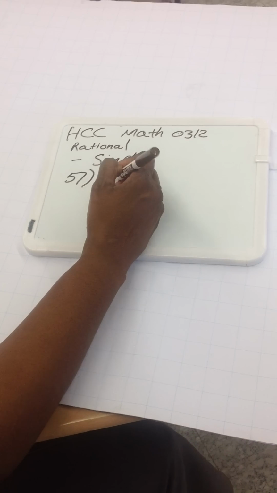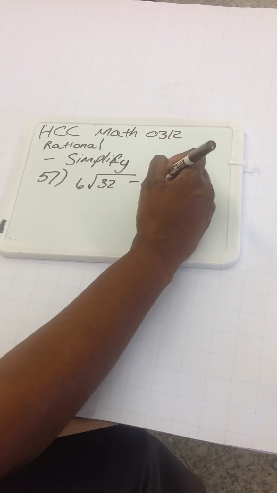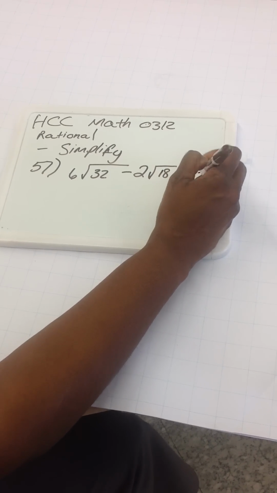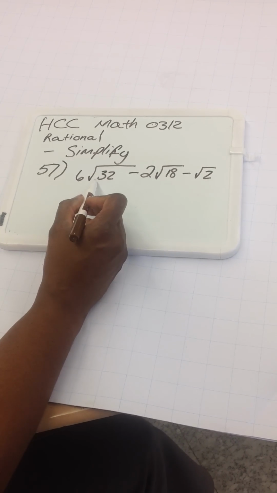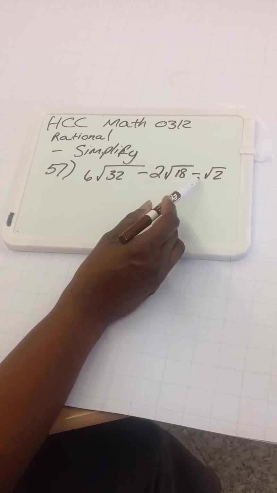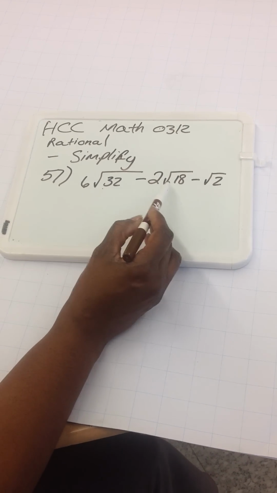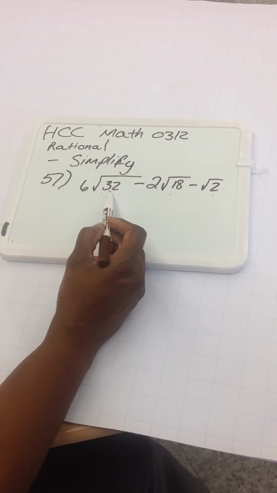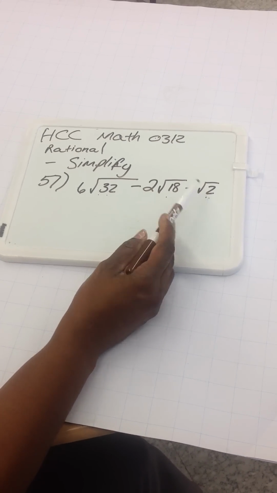It is 6 times the square root of 32, minus 2 times the square root of 18, minus the square root of 2. In order to simplify this problem, you want to know that all of these are different. This is like solving like fractions. And when you have fractions, you have to have a common denominator, same as with rational functions. However, the square root of 32, the square root of 18, and the square root of 2 are not the same. So we want to try to break this 32 down so that we can get the least common multiple, which happens to be probably the square root of 2. Let's see if we can do that.